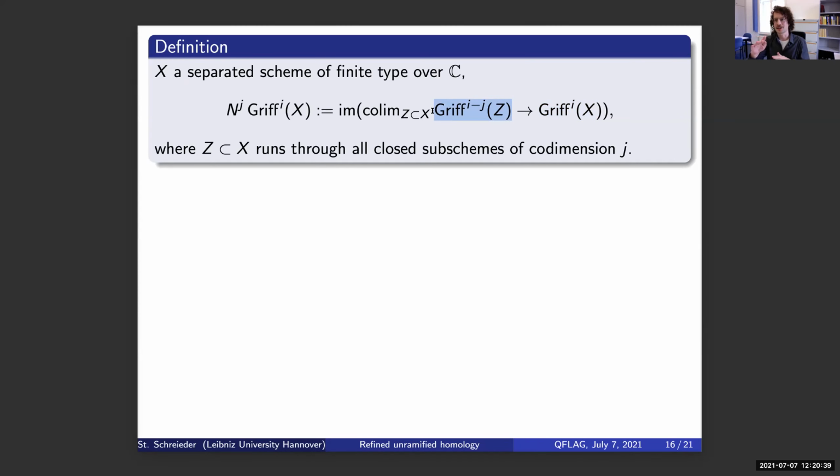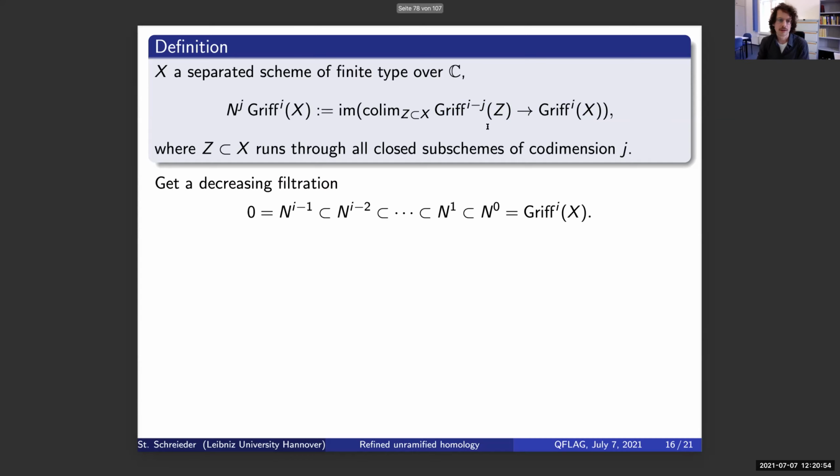So if you have a cycle, you cannot just take a hyperplane section, because if you do this in a random way, that cycle on that hyperplane section is not going to be algebraic, not going to be homologically trivial. So this is really a non-trivial condition here, and we get a non-trivial filtration. And what one gets is a decreasing filtration. So N^0, if j is 0, then I can just let X set be equal to X, and I get all the Griffiths group. So N^0 is everything. N^1 is some subspace and so on, and it ends at the N^(i-1).